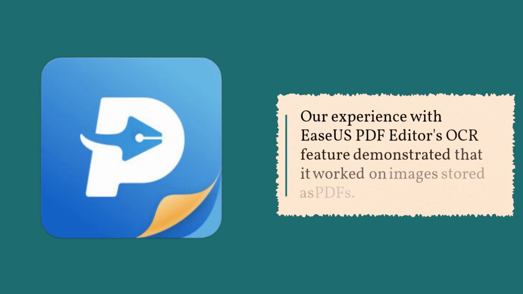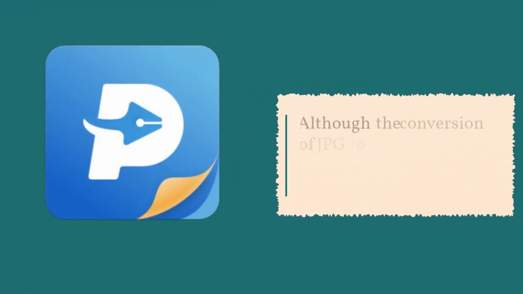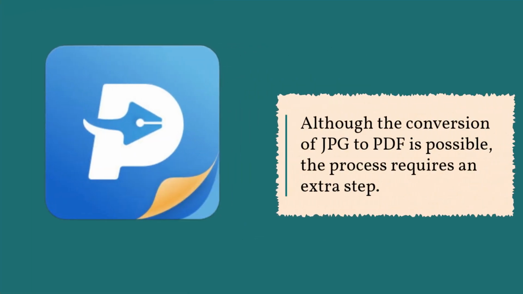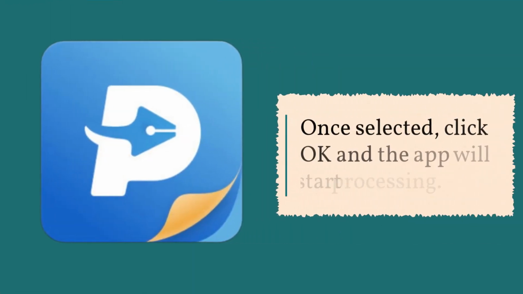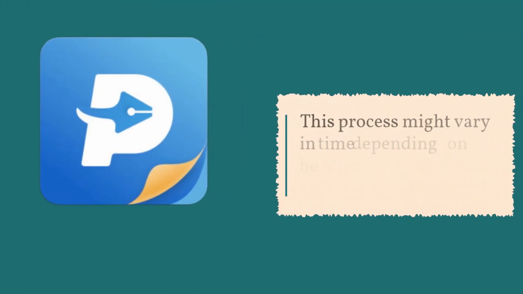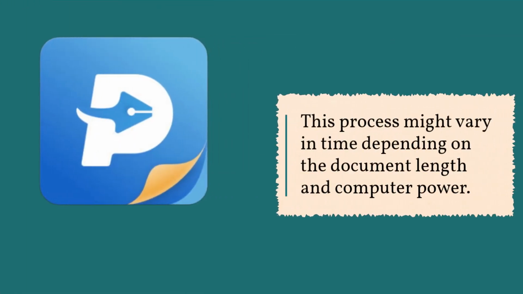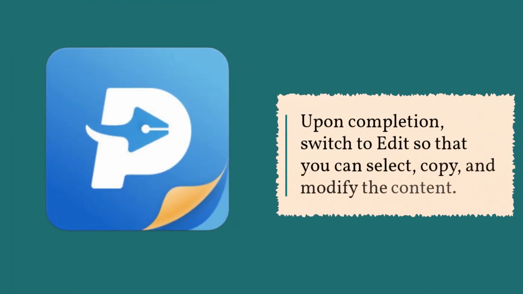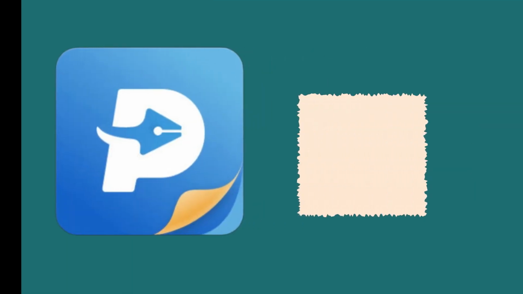Our experience with EaseUS PDF Editor's OCR feature demonstrated that it worked on images stored as PDFs. Although the conversion of JPG to PDF is possible, the process requires an extra step. Once selected, click OK and the app will start processing. This process might vary in time depending on the document length and computer power. Upon completion, switch to edit so that you can select, copy, and modify the content.